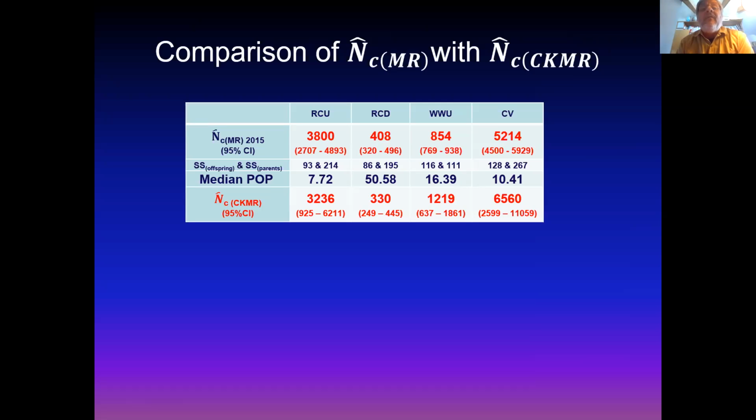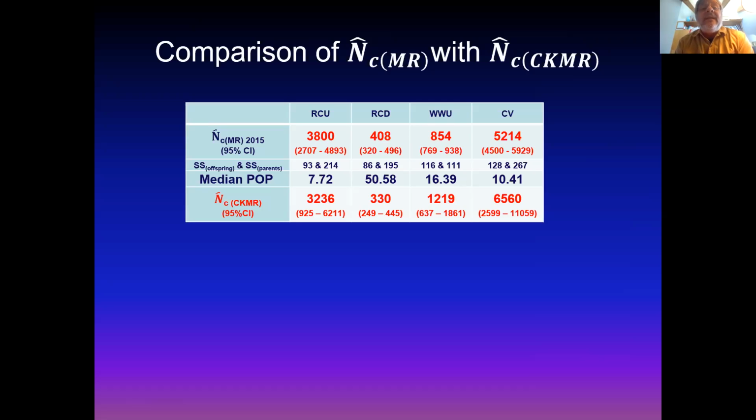So here's a detail of the populations that we had. In the first row here, we have 4 populations. The first one was 3,800. The mark-recapture estimate for 2015 was 3,800 individuals with a confidence interval shown there from 2,700 to 4,900. And the sample sizes that we worked with in this were 93 offspring that had been genotyped for these 33 microsatellite markers, and we had 214 parents.